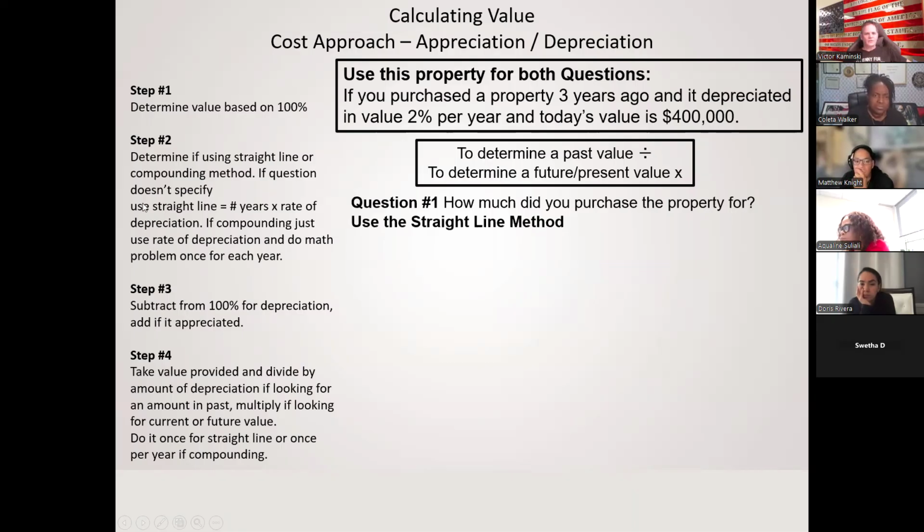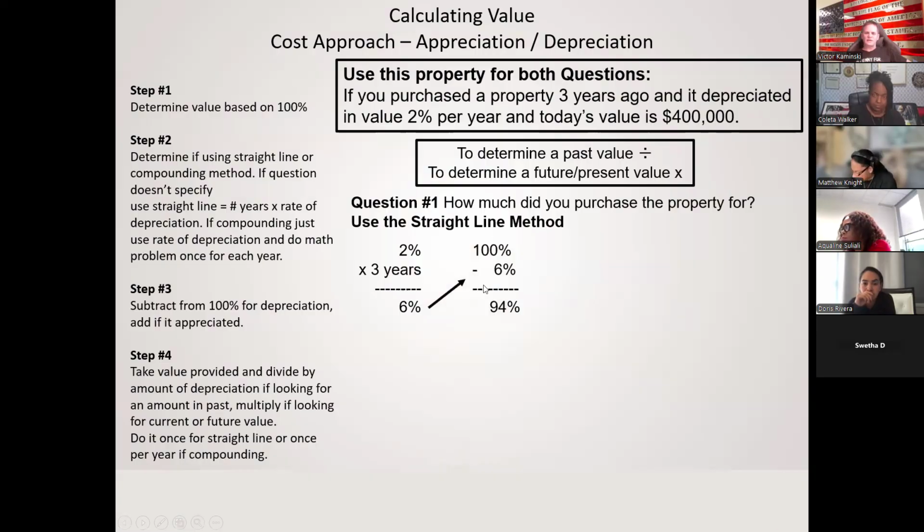Well, if you're using the straight line method, step 2 here says, well, you write down 100% and it depreciated, so we're going to have to subtract from 100%, but how much? Well, it says to use the straight line method, take the number of years and times it by the rate of depreciation. So 3 years times 2 is what? 6. So there we go. 2 times 3 is 6.